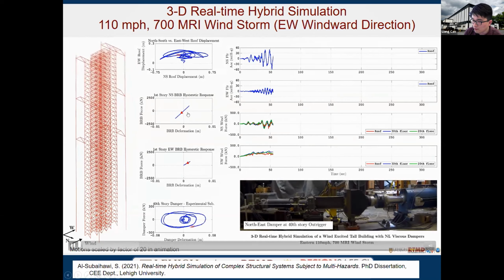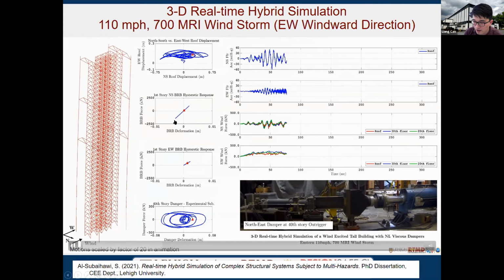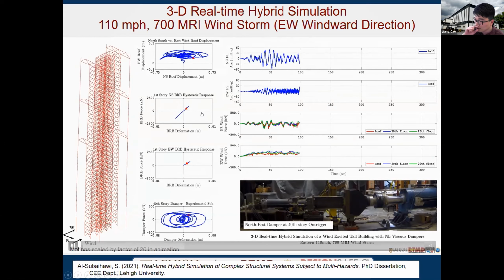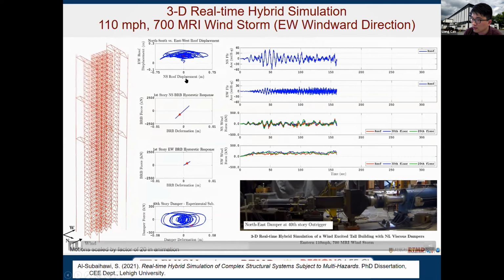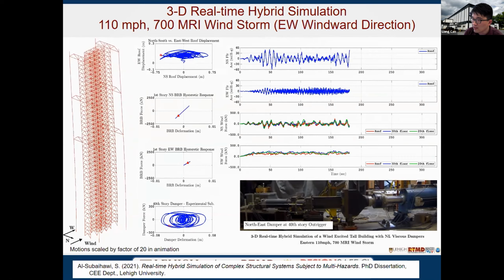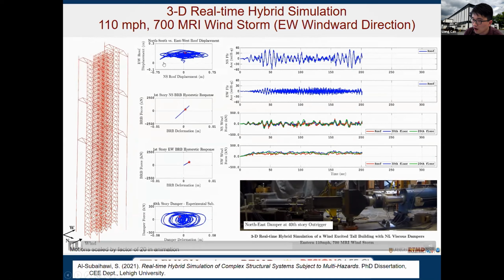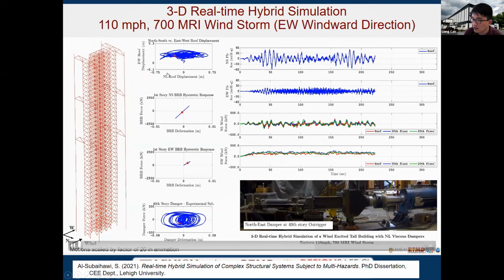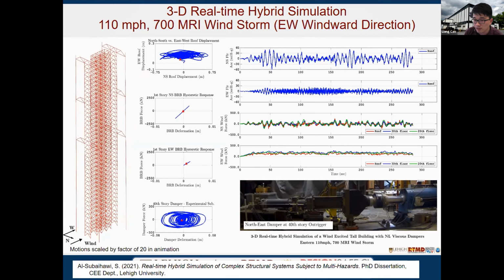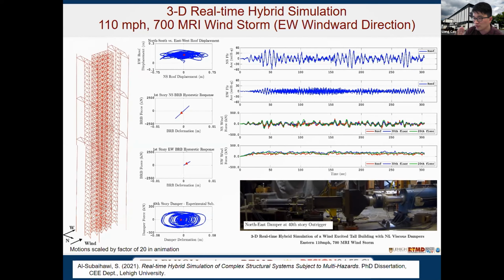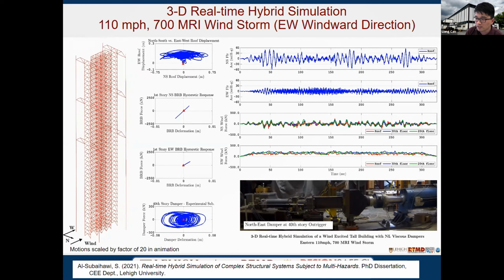You can see the BRB frame under the wind behaves purely linearly. And if you see the roof displacements, the wind is actually blowing in the east-west direction, but you see the large vibrations in the north-south direction. This is generated by vortex shedding. That also tells you why we have to model in 3D. If you only do 2D models, when the wind is blowing in one direction, you're not able to capture the behaviors under vortex shedding.